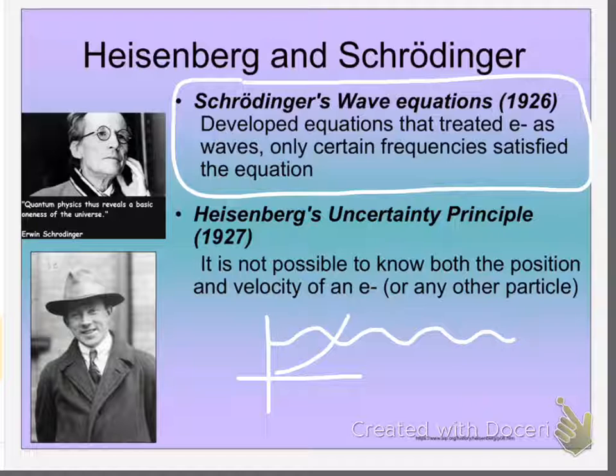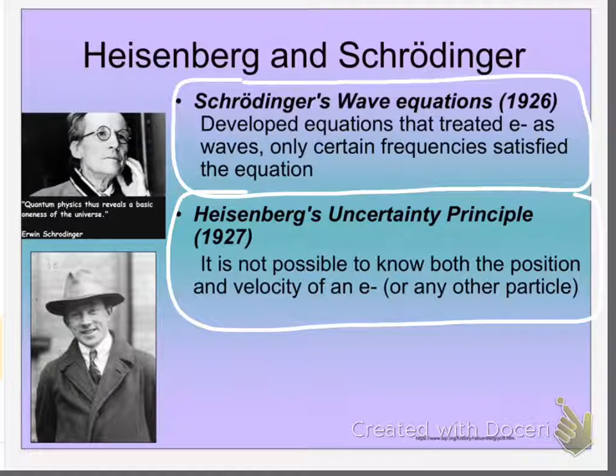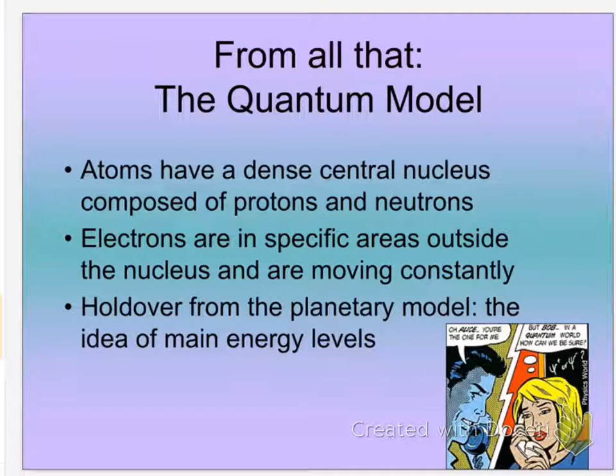Now, at the same time, Werner Heisenberg was working with highly energetic particles and proposed what came to be known as the uncertainty principle, that it is not possible to know both the position and velocity of an electron, or any other particle for that matter, but that there was some defined uncertainty in attempting to measure their location. What do we get when we put all of that together? Well, that atoms have a dense central nucleus made up of protons and neutrons. That hasn't changed since it was proposed by Rutherford. That electrons are in specific areas outside the nucleus and moving constantly.